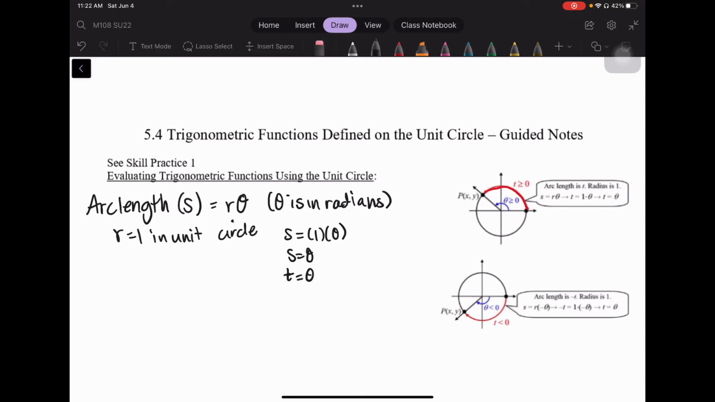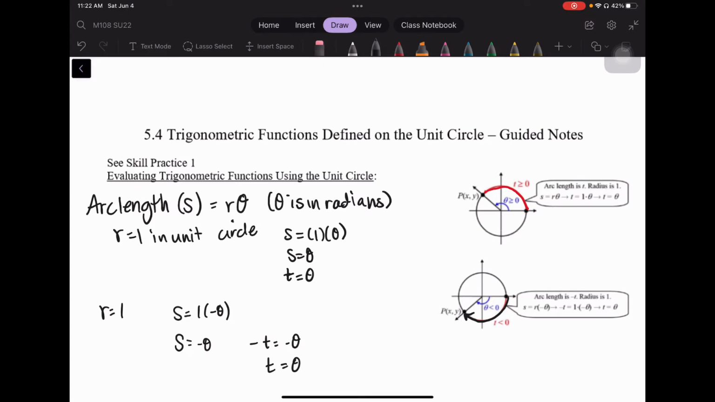What about negative? What if I'm going in reverse? Well, r is still 1. And so we have s equals 1 times a negative theta since we're going clockwise. And so s equals negative theta in that case when we have t also being negative. So if negative t equals negative theta, then t still equals theta.